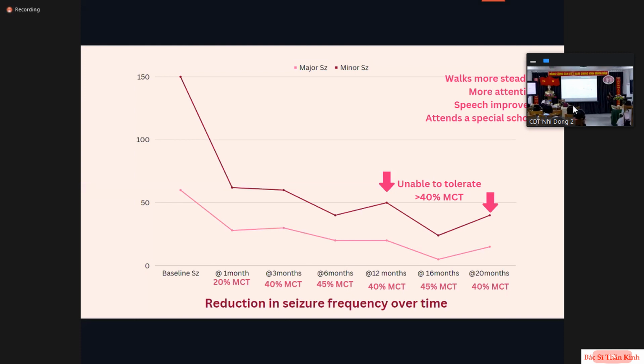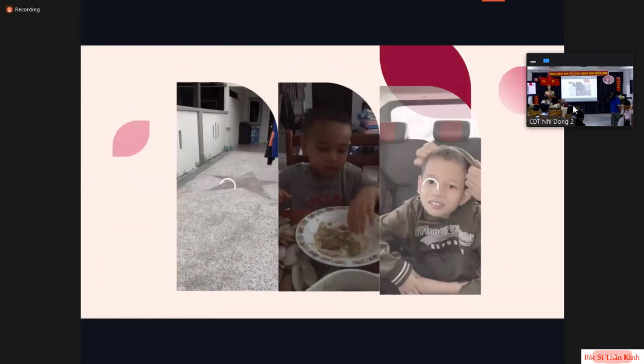He developed diarrhea. So the parents have been adjusting the MCT on their own. And at this point, when they retried him on 45% MCT, he actually had seizure freedom for about 2 to 3 months. But unfortunately, he developed diarrhea again. So parents are extremely happy because you look at the drastic reduction in seizures. And not only that, he's got a lot more improvement with his current status.